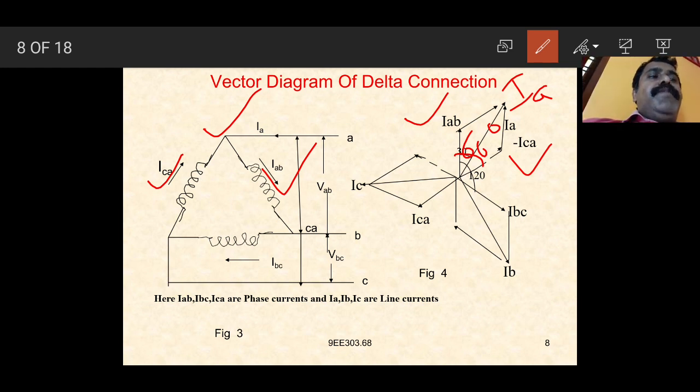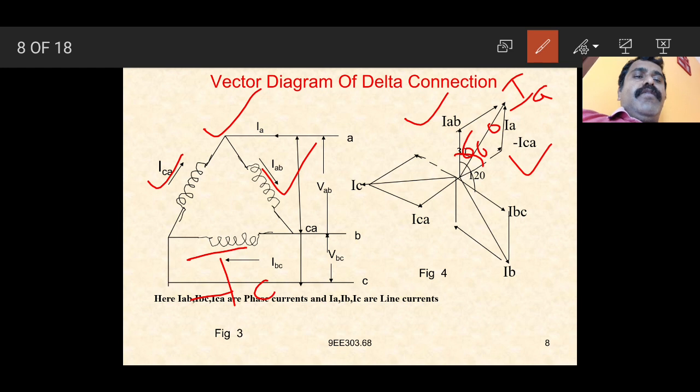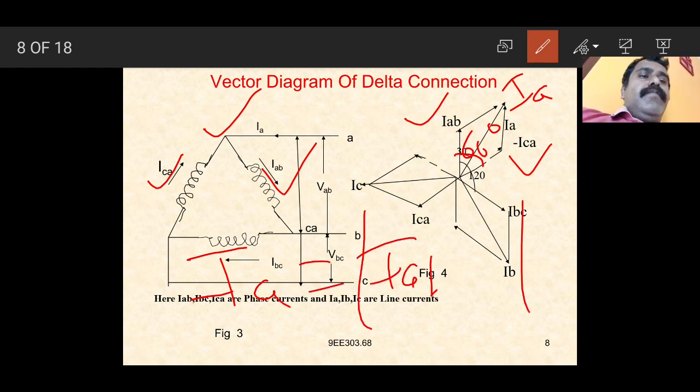The phase displacement between all the three windings is 120 degrees. Again here at 60 degrees, the IA can be given by ICA and IAB, where ICA can be considered as a dotted line, that we can consider as the minus. IAB is the positive line here. So we can express IA as the magnitude of IAB plus minus ICA.